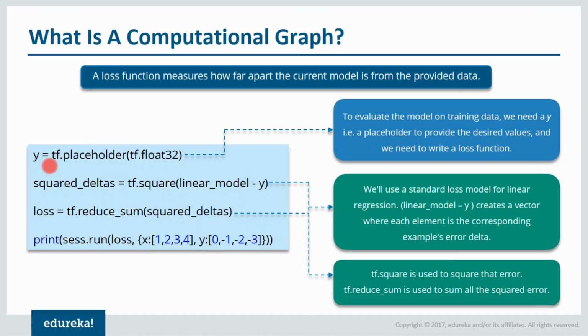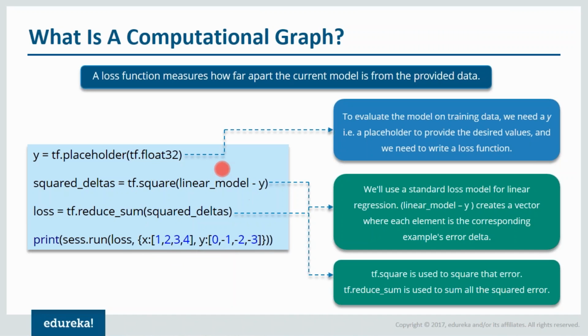And how are we going to do that? We're going to subtract the desired output from the actual output, and then we're going to square it. After that, we're going to sum all of these squared deltas, and then we're going to define one single scalar as loss. So this is how we are actually going to calculate the loss. And then after that, we need to provide the values to x and y placeholders.